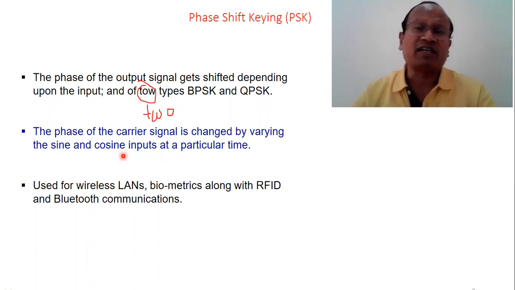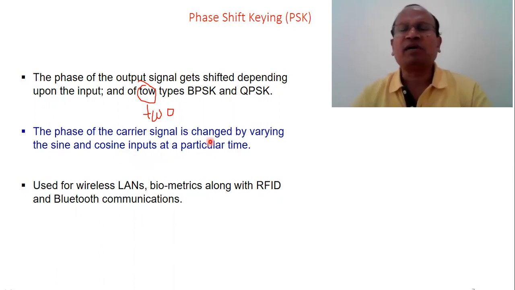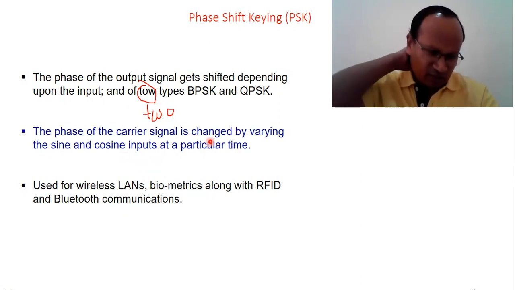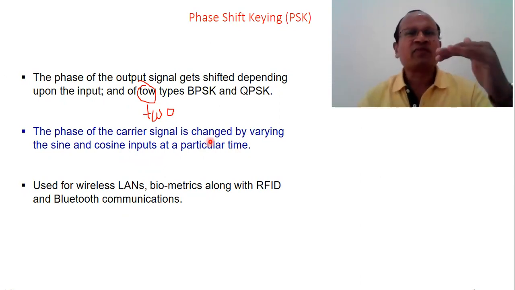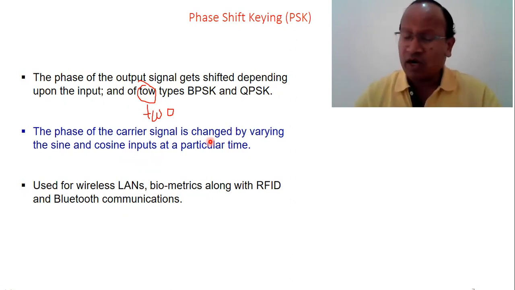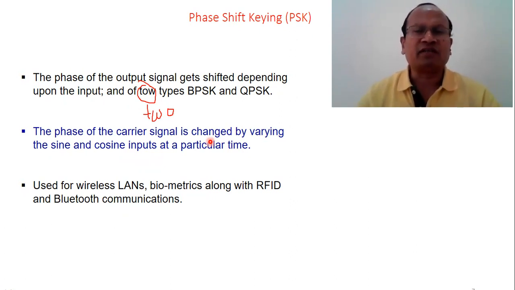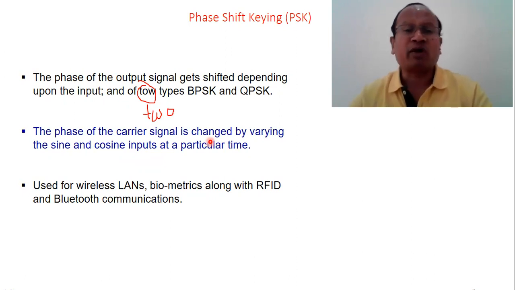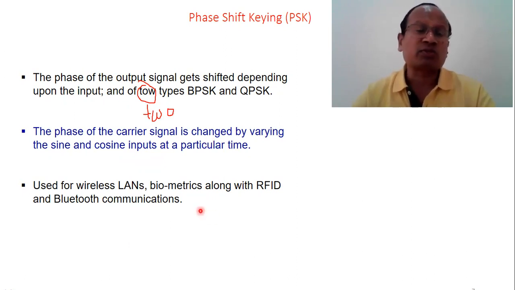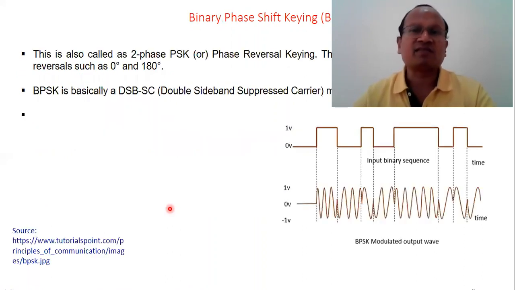So sometimes we call it varying the sine and cosine input of a particular signal. Sine and cosine correspond to the different bit patterns of the digital data, the message signal. It is used for wireless LAN, local area network, biometric applications, RFID applications, Bluetooth communication. This is very popularly used in these applications.